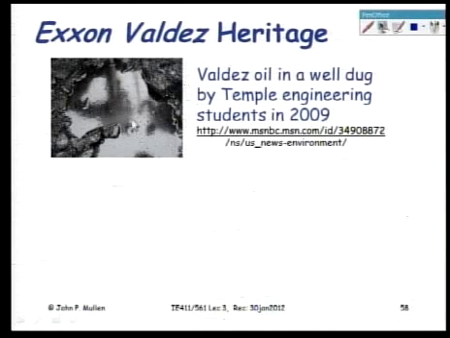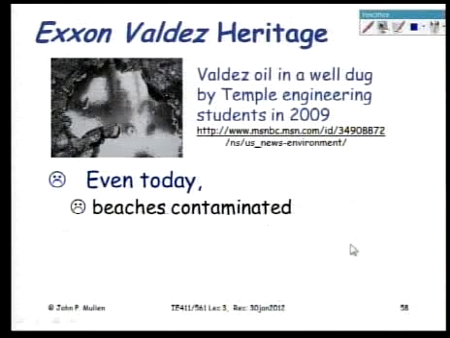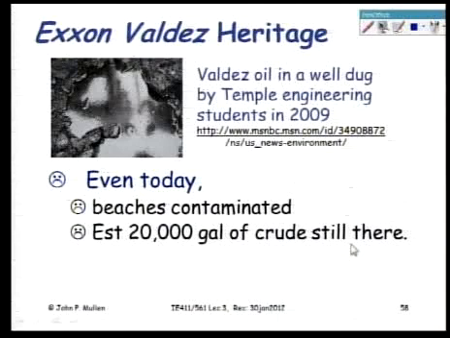This is a well that was dug by Temple engineering students in 2009, and they just left it for a little bit, and it filled with oil. So in 2009, let's see, that was 1989, 20 years later, there's still a lot of oil under the ground in the area. It's not going away. Even today, the beaches are still contaminated. They estimate about 20,000 gallons of crude oil is still there.